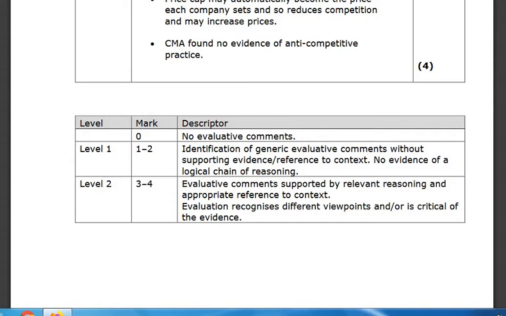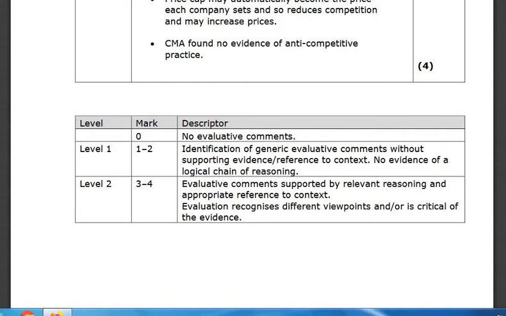Okay, so to get into level 2, I'll just go back there. To level 1, there's no evidence of a logical chain of reasoning. So you've just slammed down a few kind of off-the-peg judgments. You've not really explained it all. So if you do that, the most you can get is 2 out of 4. So again, this is the kind of points makes prizes approach to evaluation. Don't do it.